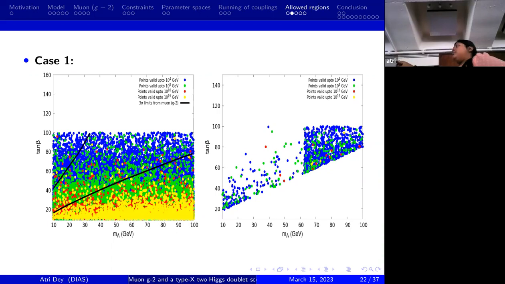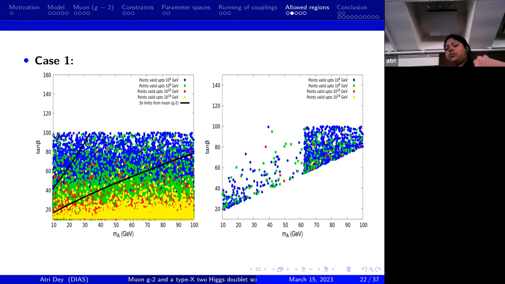When we put in all the bounds, like the Muon g-2 constraints and all the collider constraints, we are left with the right-side plot. Here we can see that if we want a region of parameter space, which is fine-tuned, but which can be valid up to the Planck scale in this theory, then we have to be in the region where M_A is greater than M_H by 2 and tan beta is very large.